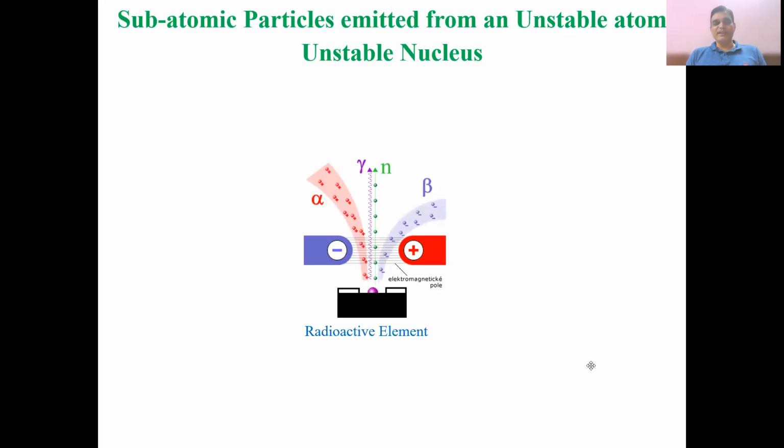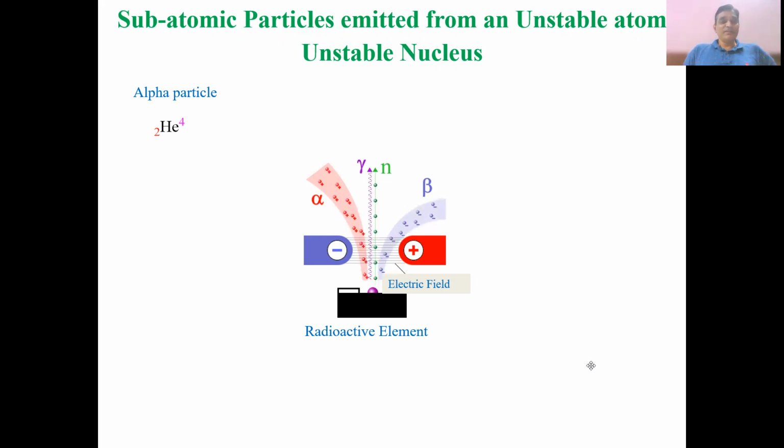If we have an unstable nucleus, it will continuously emit some subatomic particles by the disintegration of the unstable nucleus. As you can see in that diagram, a radioactive element continuously emits these radiations, that is the alpha, beta, and gamma radiations. And these radiations are further deflected in the presence of an electric field. The alpha particles are generally represented as helium nuclei.